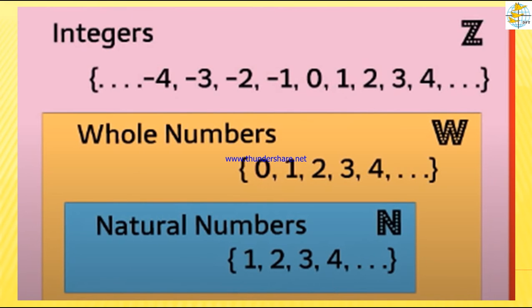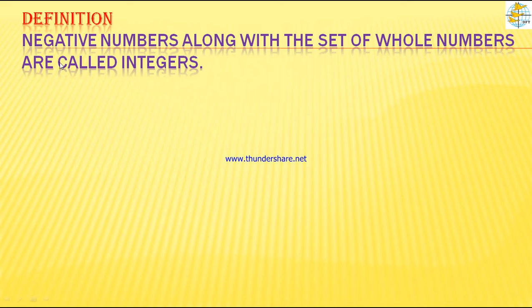So counting numbers such as 1, 2, 3, 4 and so on are called natural numbers. 0 along with the set of natural numbers are called whole numbers. Negative numbers along with the set of whole numbers are called integers. That's the definition.